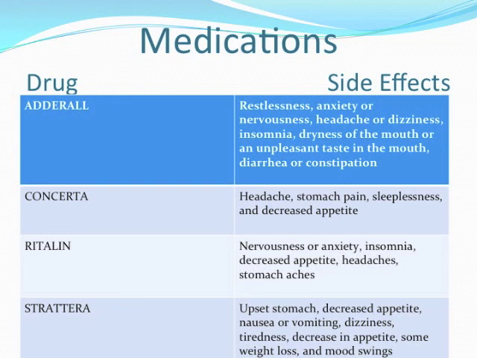The side effects for Ritalin are that a student can be nervous or have anxiety, can have insomnia, decreased appetite, headaches, or stomach aches. And the side effects for Strattera are that a student can have an upset stomach, a decreased appetite, nausea or vomiting, dizziness, tiredness, some weight loss, and mood swings.